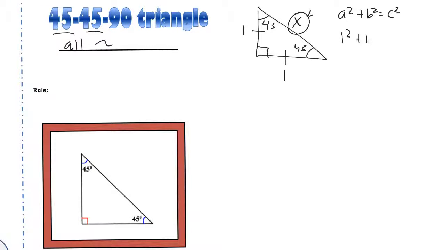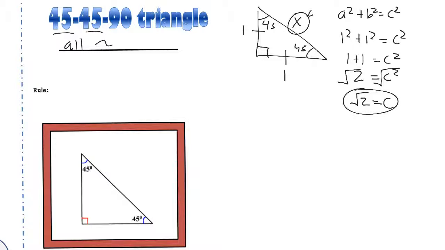So I have 1 squared plus 1 squared equals c squared. Well, 1 squared is 1, and 1 squared is 1. 1 plus 1 is 2. So to solve for c, I have to take the square root of both sides. Square root of c squared is just c. And I can't simplify the square root of 2, so I'm done. So this is the square root of 2. So the simplest triangle for a 45, 45, 90 triangle, or the rule, is 1, 1 for the legs, square root of 2 for the hypotenuse.